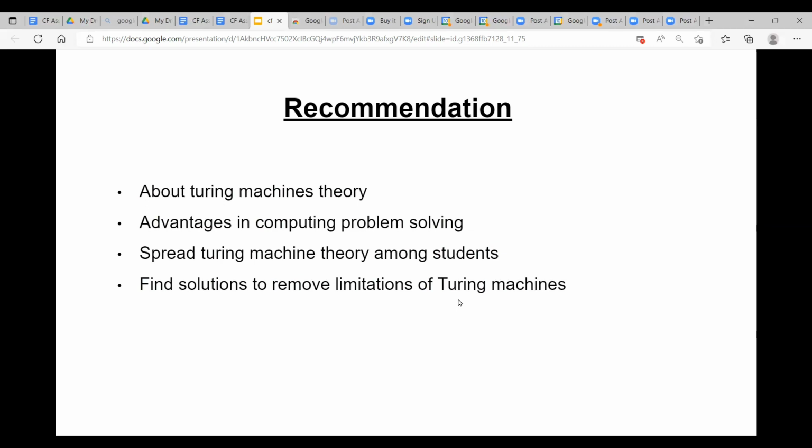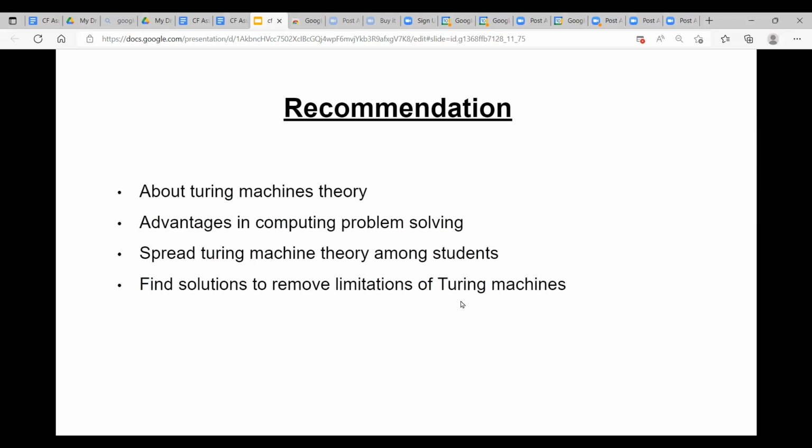There are some limitations also in Turing machines. They do not model concurrency well, and they are not designed for interactive use. Turing machines also have the drawback of being unable to accurately simulate the benefits of a certain configuration. We need to research and find some solution for these limitations to get a better experience from Turing machines. These are the recommendations about Turing machines.